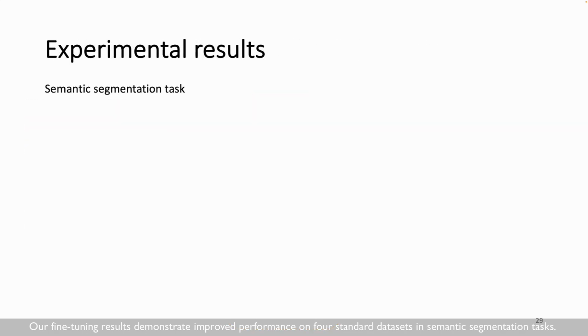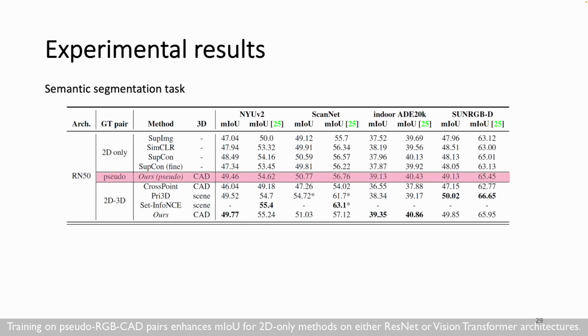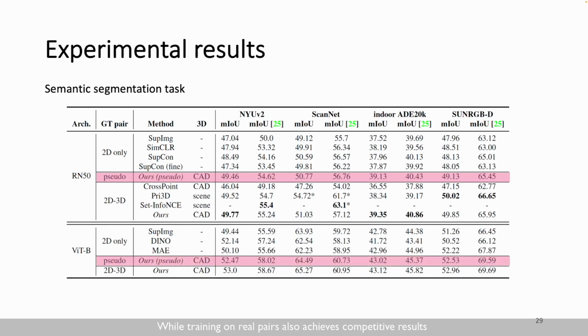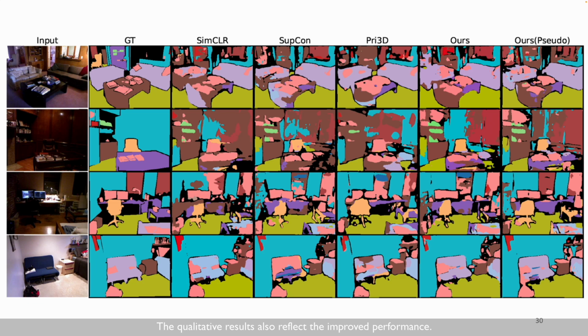Our fine-tuning results demonstrate improved performance on 4 standard datasets in semantic segmentation tasks. Training on pseudo RGB-CAD pairs enhances mIoU for 2D-only methods on either ResNet or Vision Transformer architectures, while training on real pairs also achieves competitive results compared to the current state-of-the-art methods trained on scene scans. The qualitative results also reflect the improved performance. Two variations of our method, shown in the rightmost columns, can understand objects under challenging lighting conditions or uniform colors and textures.